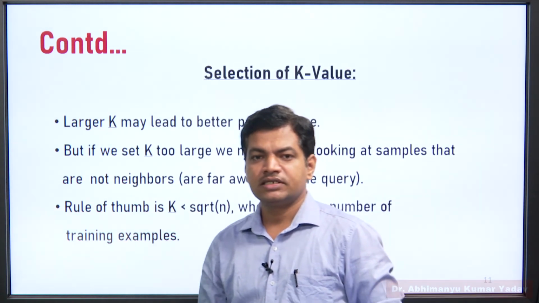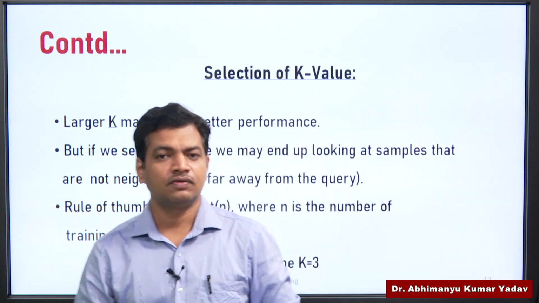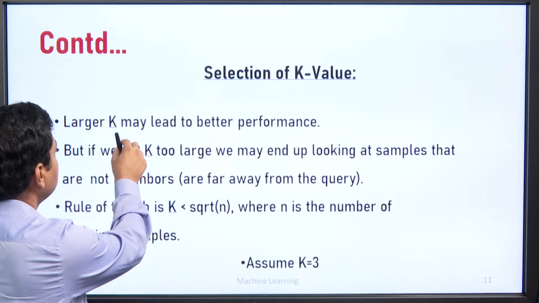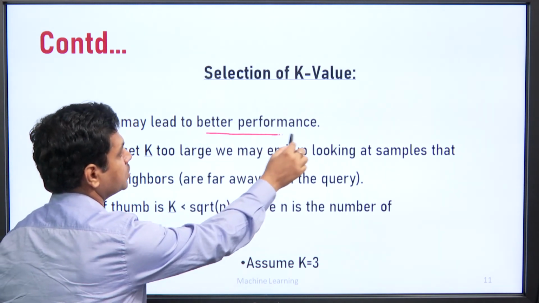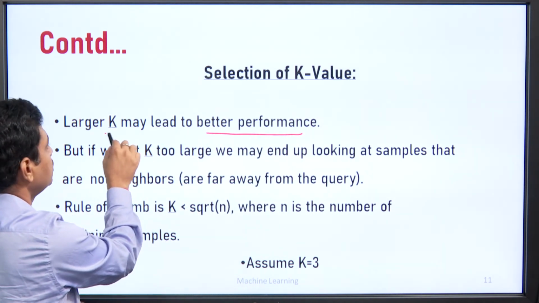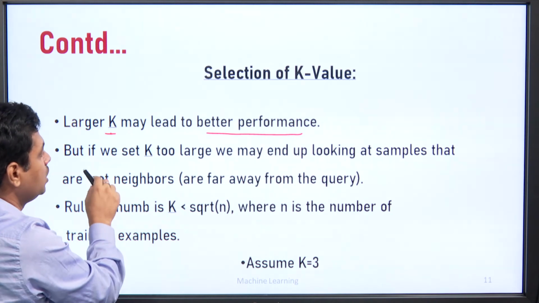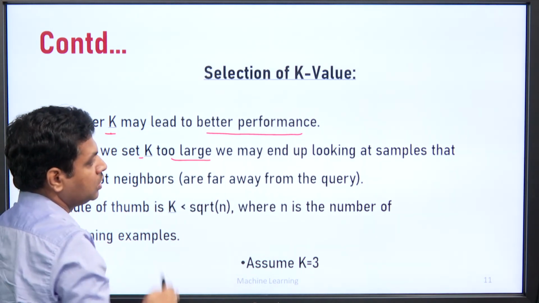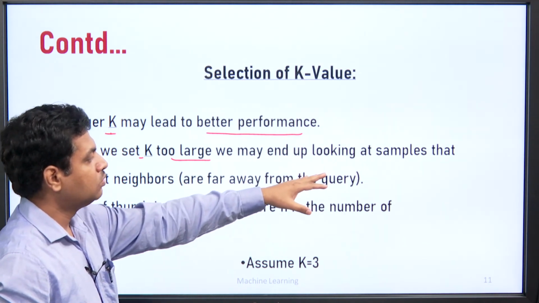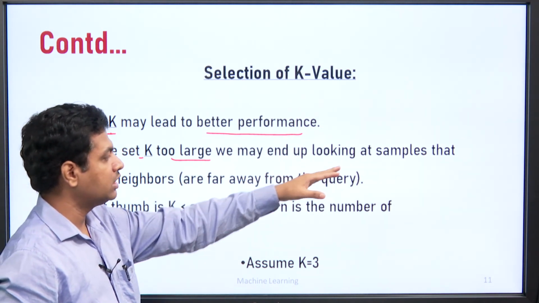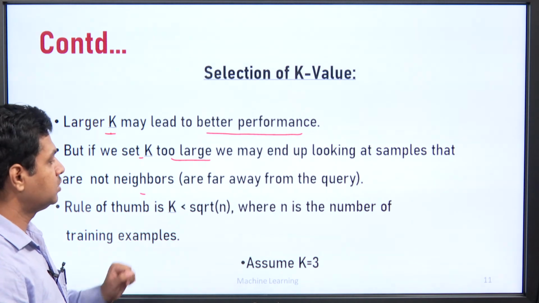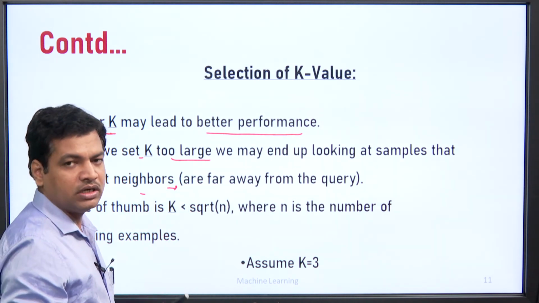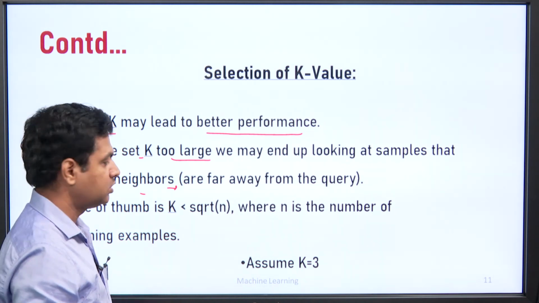Now, as I said, the important thing here is the selection of the k value. The k value may lead us to better performance, which is why its selection is very important. If we select k to be a large value, then we may end up looking at samples that are not neighbors. This may mislead us to an inaccurate or wrong prediction.